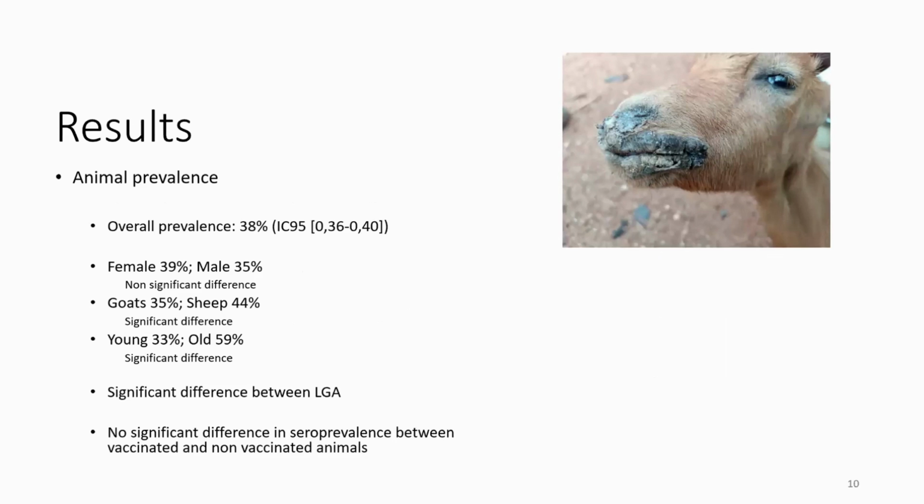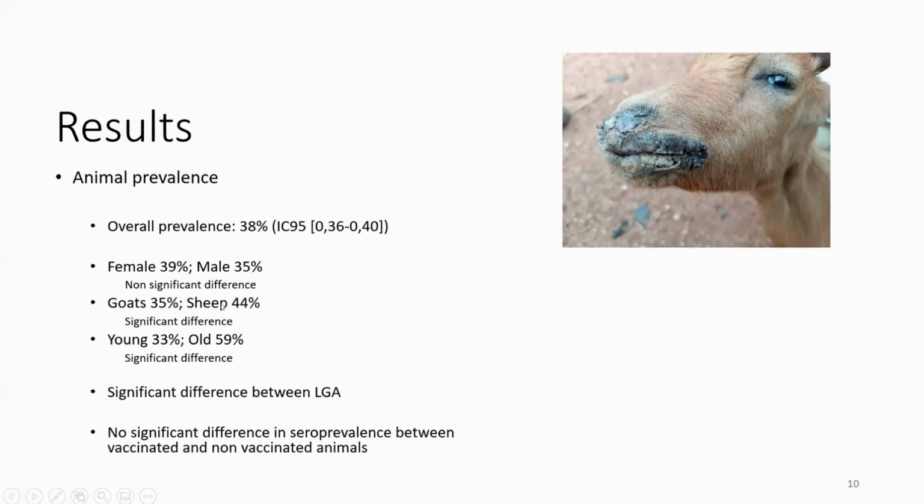Now, the overall prevalence per animal is 38%, and the prevalence was higher in females compared to males, even though it was not significant, 39 and 35. However, prevalence was still higher in sheep than in goats. This also agreed with a lot of researchers, and we attributed this to the husbandry system, because in Plateau State, what we observed was that sheep tend to stay more and goats are being consumed. The marketing is very fast.